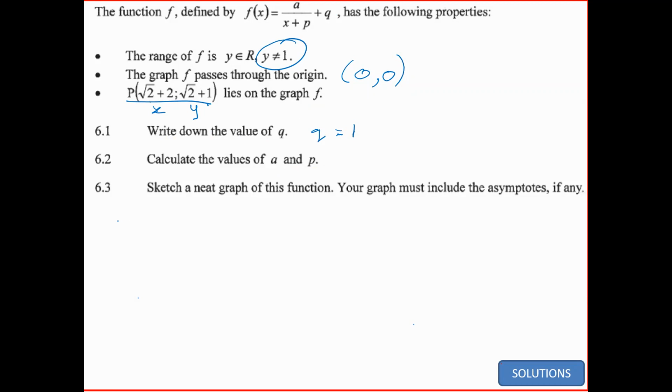So let's write our equation now. a over x plus p, plus q, but we already know q is 1. So my question to you is, how are we going to find p? Or how are we going to find a? Help me out.